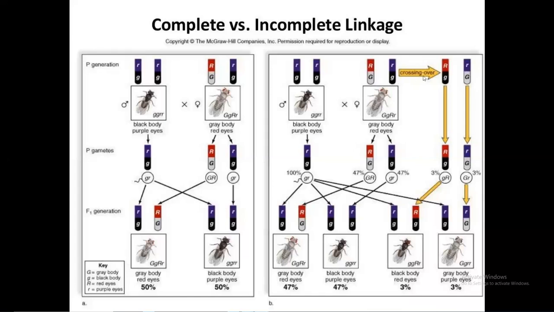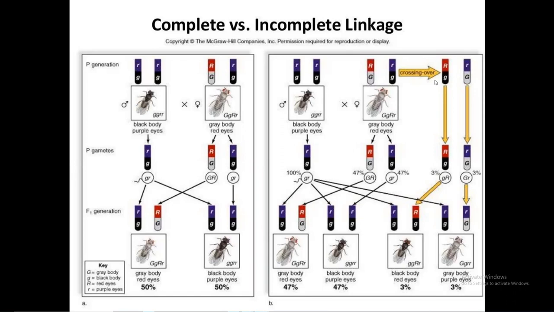If there is crossing over, where will it occur? If this is a chromosome and this is a chromosome, there is a possibility of crossing over between two genes. So here there will be a crossing over. Capital R at the top and small g at the base, capital R, small g. This segment will go to this chromosome and this segment to that chromosome. So capital R, small g, small r, capital G. These are the products of crossing over. Am I clear up to here?